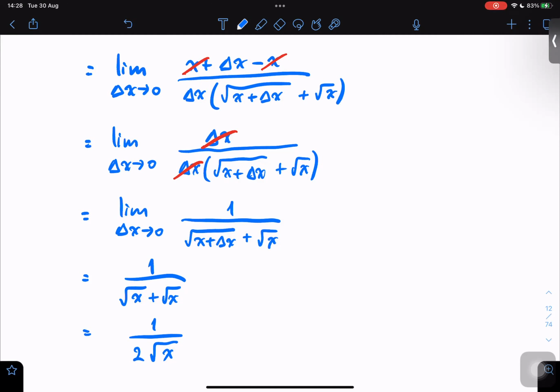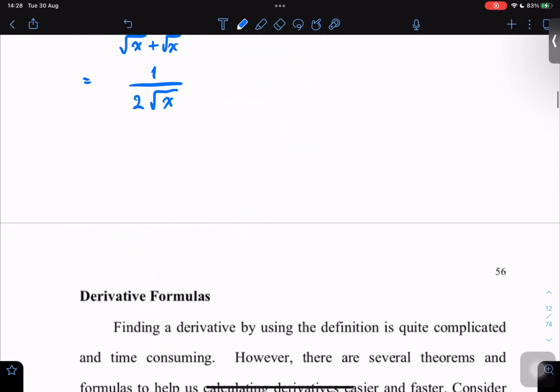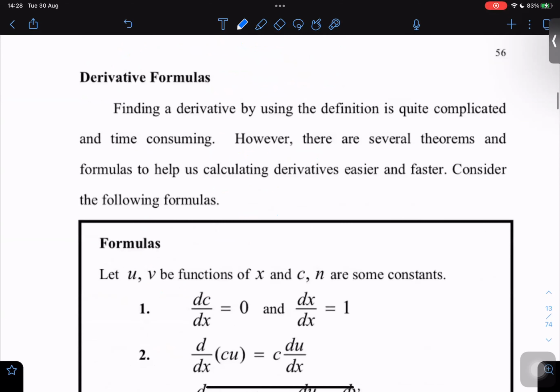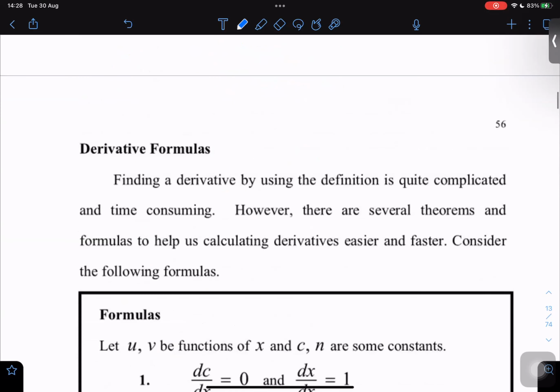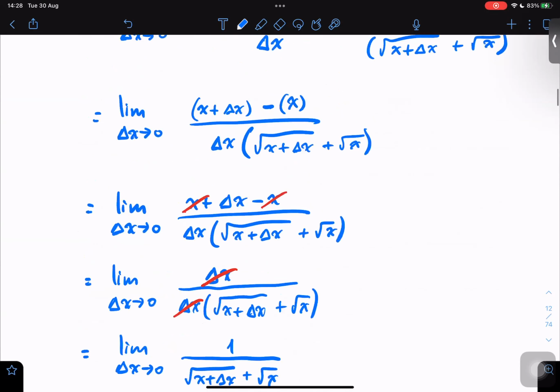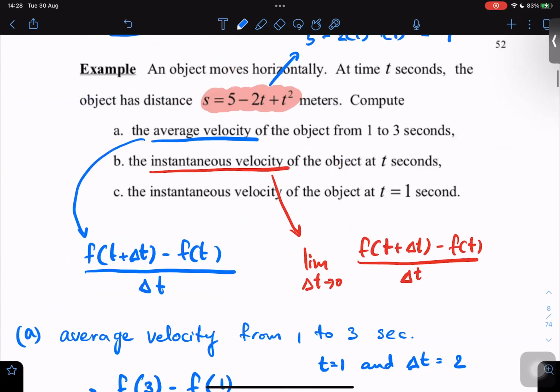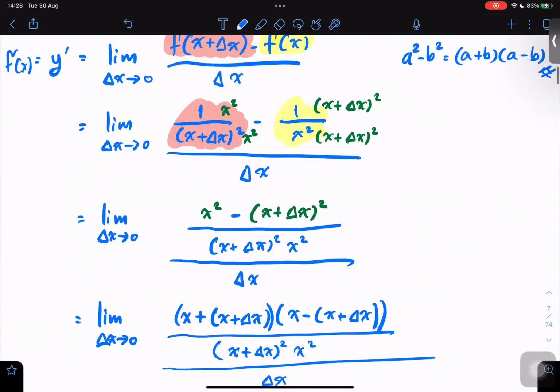Okay, if you don't have any questions here, then we're going to the next part, which is the derivative formula, right? As you can see, finding the derivative by using the definition is very complicated, right? This one is a bit complicated, but 1 over x squared, that we already did, is very confusing.